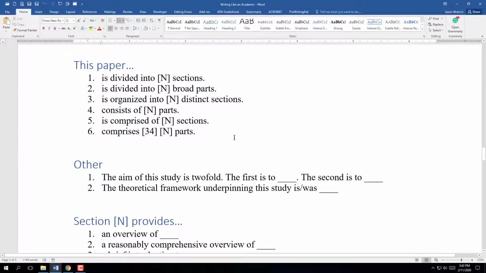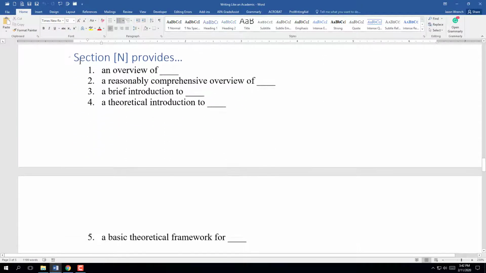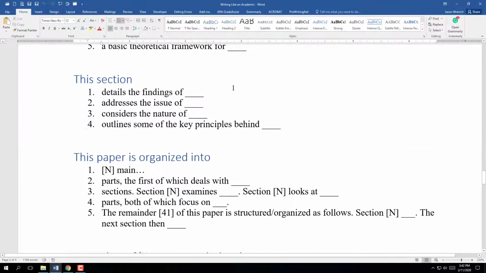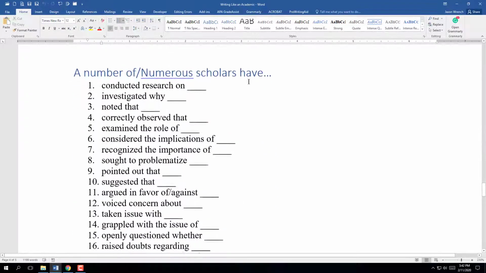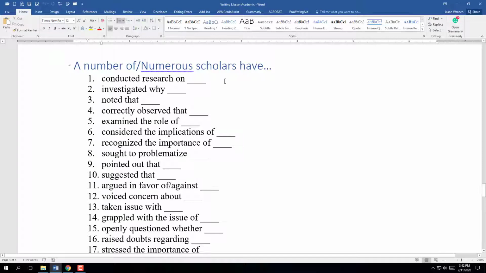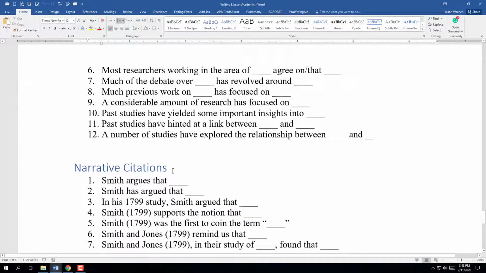Then it talks about, this is a good section to think about how the end of this section, especially at the end of the introduction, when you're going to do that preview, you could say "it is divided into blank sections" or "is organized into these sections." Just as a way of doing that, here's section N. So this is like "this first section provides an overview of blank," or "it provides a reasonably comprehensive overview of," let's say, job satisfaction. Again, showing you how we use these things. Keep going, you see the same thing. Let's say "a number of scholars have conducted research on blank, suggested that blank." So again, you're going to see a lot of these same ideas over and over.